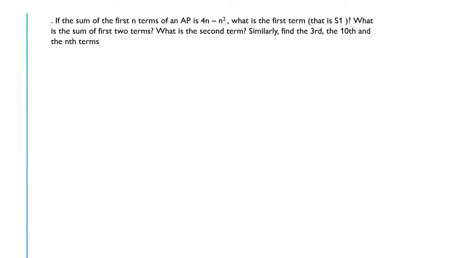If the sum of the first n terms of an AP is 4n minus n square, sum is given as 4n minus n square. That is what you have to understand. It is not the nth term. An is not given. Sum is given, Sn is equal to 4n minus n square. What is the first term? First term is a. But here it is given as S1. How is S1 coming as first term?